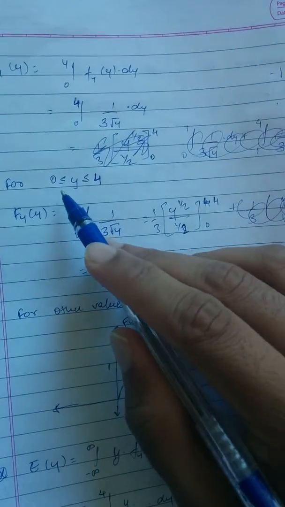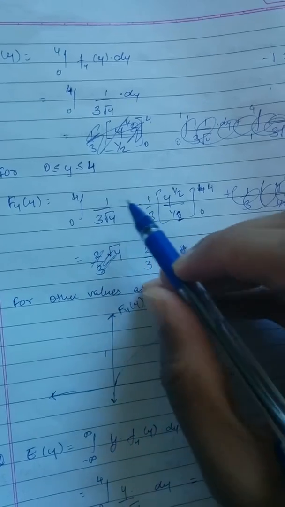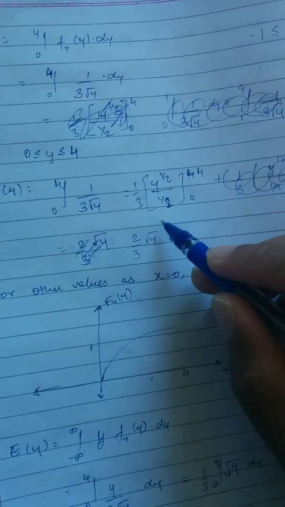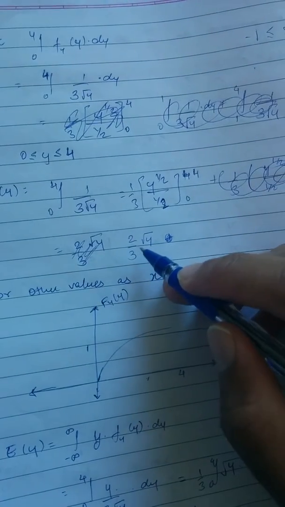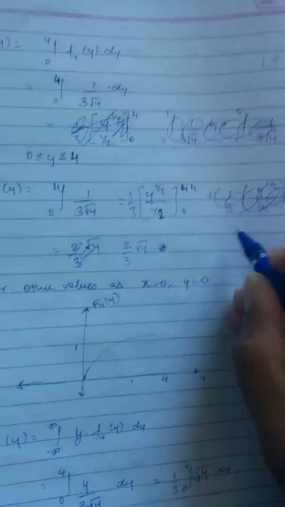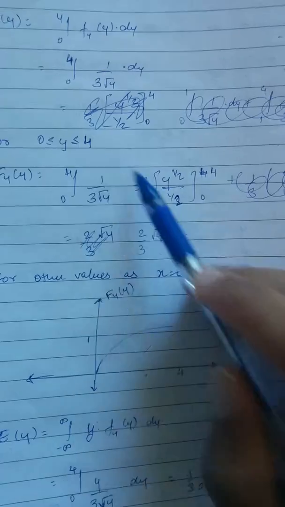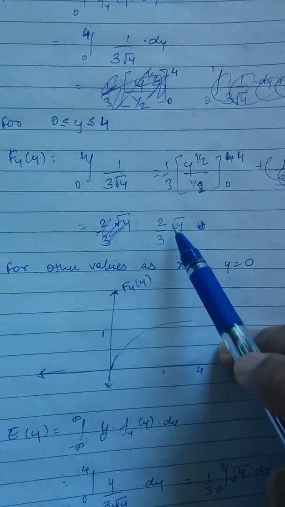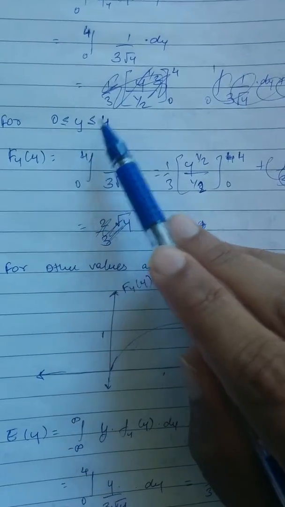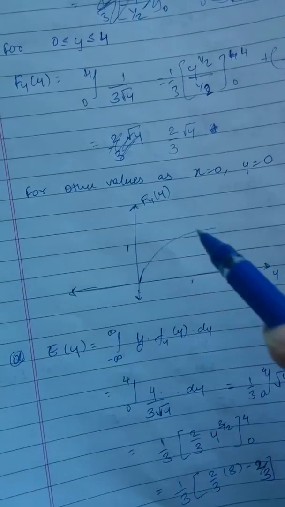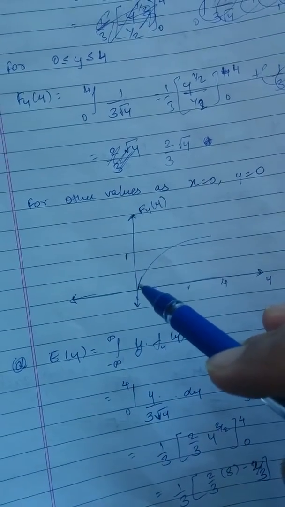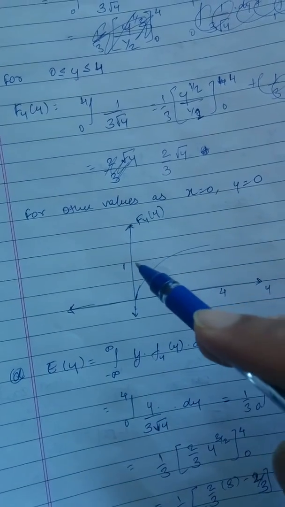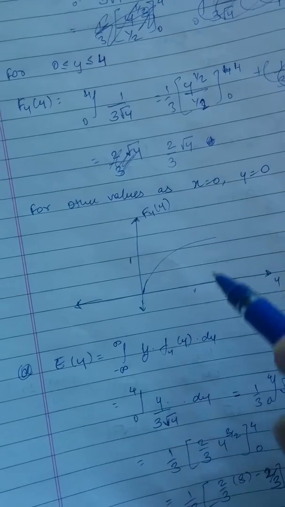Now for these values, F of y will be the integration of 1 by 3 root y, that comes to 2 by 3 root y. This is for y between 0 and 4. So we have F of y as 2 by 3 into root y for values between 0 and 4, and on plotting the graph, we get a graph like this, going up to 1 at 4, and elsewhere it is 0.